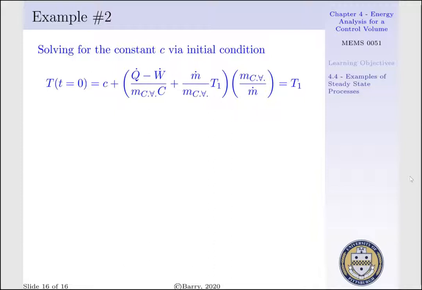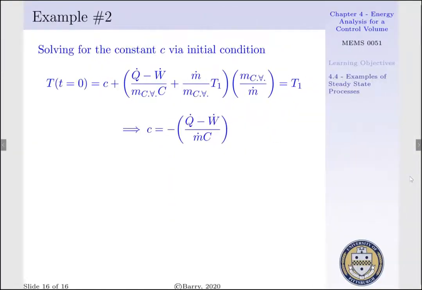When t is equal to 0, our temperature within our system is equal to T1, i.e. 45 degrees centigrade. Thus, e to the 0 is going to be unity. Thus, we have C plus the quantity Q dot minus W dot per m Cv plus M dot per m Cv T1 times the quantity m Cv per M dot is equal to T1. Or C is equal to minus the quantity Q dot minus W dot per M dot c.